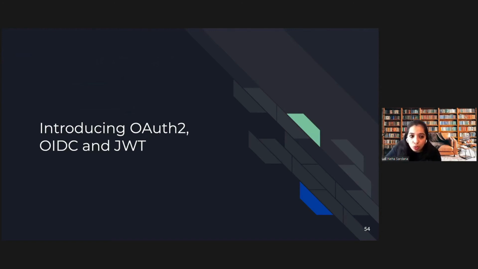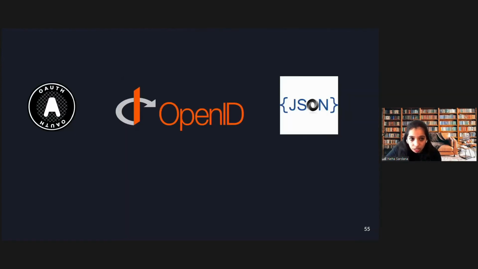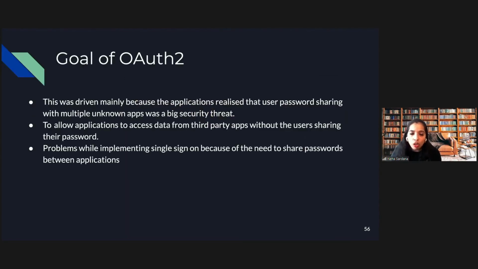So let's introduce OAuth 2, OpenID and JWT and learn about them. The goal of OAuth 2 was driven mostly because applications realized that users sharing their passwords with multiple unknown applications was a bigger security threat. We remember a time when we used to log in to the Yelp application with your Google username and password, which was some time ago, but it was very scary. You don't want to give away your credentials for Google, which has everything, or Facebook, which has everything, to a third-party application.